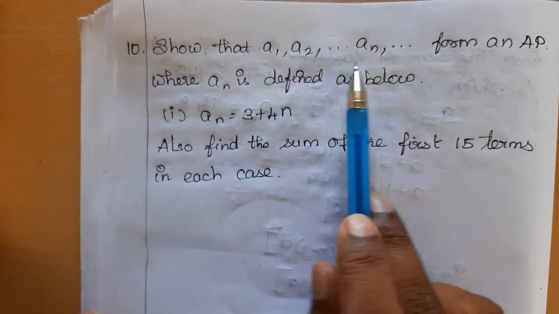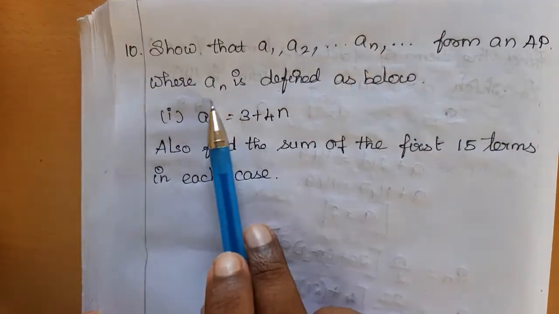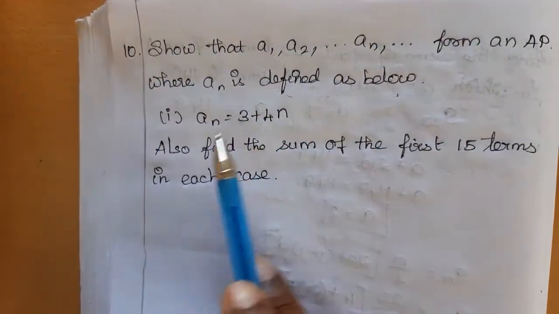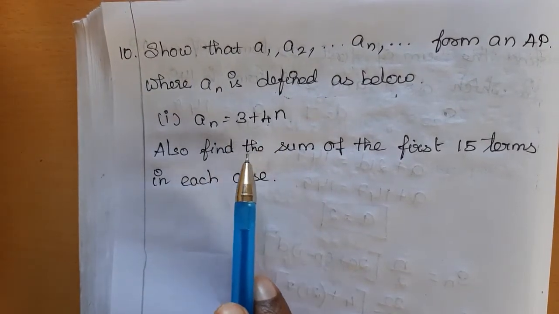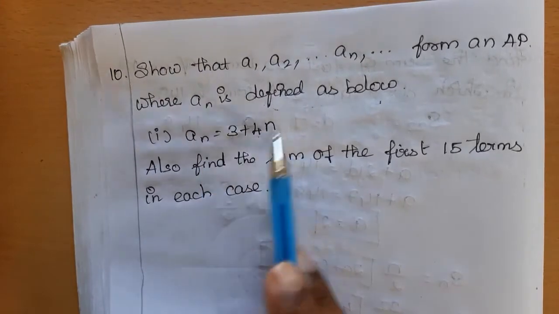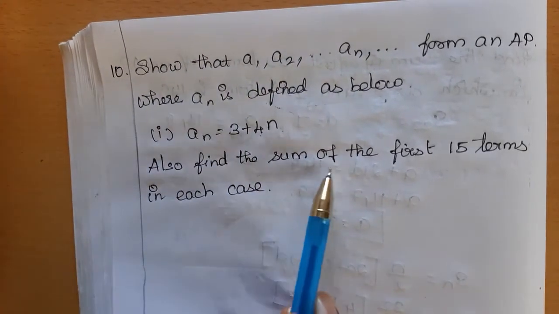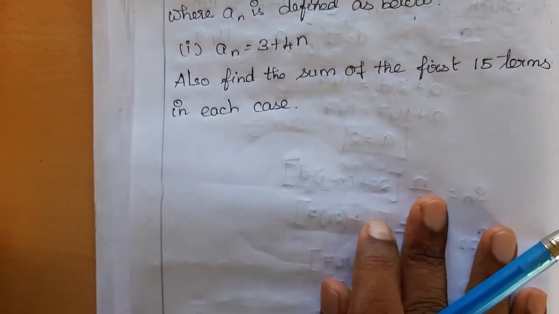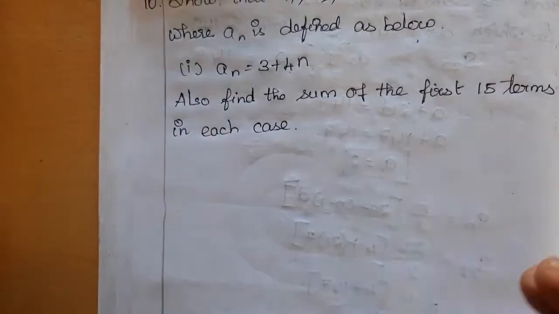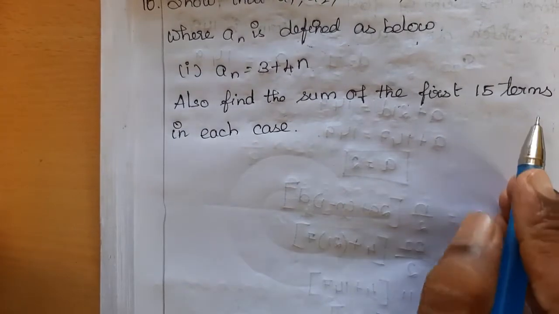Show that a1, a2, an form an AP where an is defined as below. So generally they have given an is equal to 3 plus 4n. So we have to show that it is in AP form and also find the sum of the first 15 terms in each case. So we have to find that AP and also the sum S15.